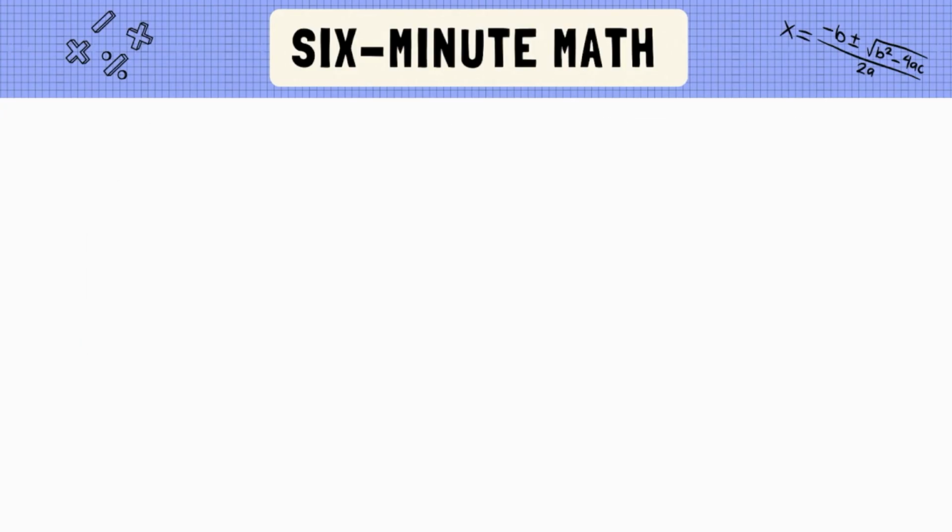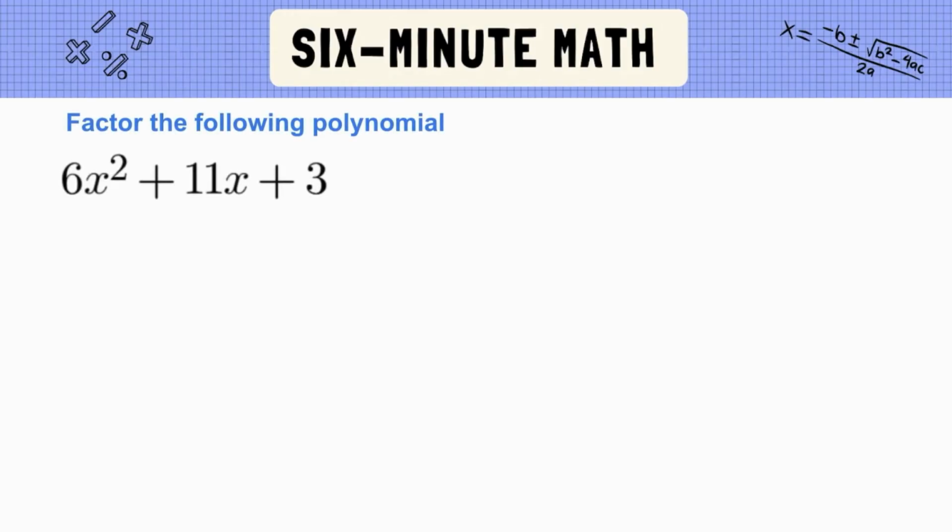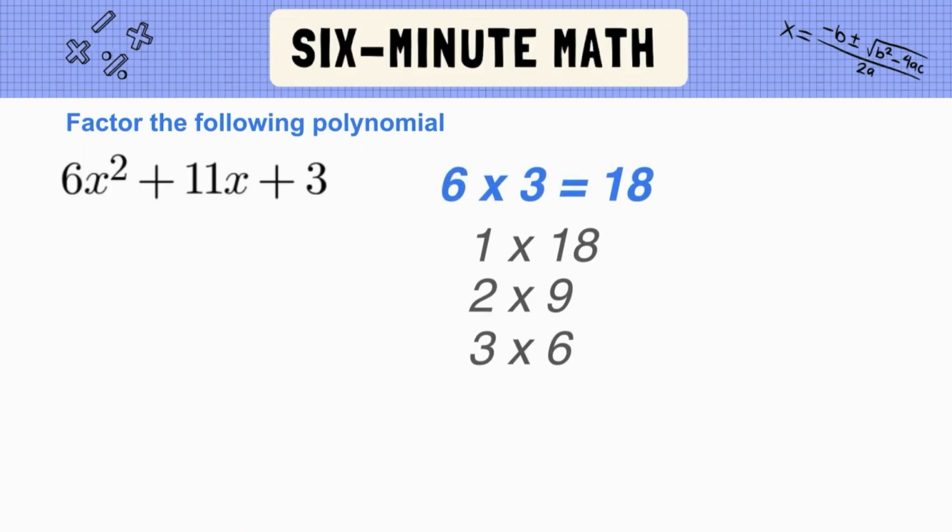So let's check out some examples together here. We're going to factor 6x squared plus 11x plus 3. 6 times 3 is 18, and I have my factor U for 18. I am looking for two numbers that add, per my c operation, to that middle b value. Well, two numbers that add to 11.